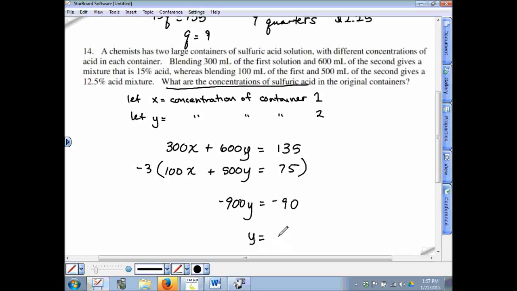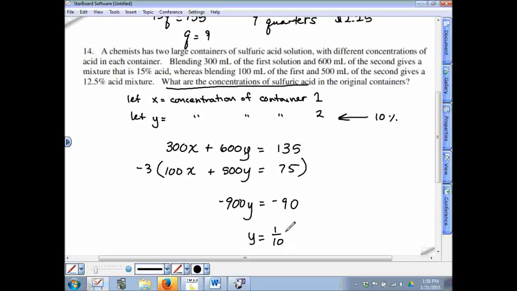Divide by 900, 90 divided by 900 is 1/10. So 1/10, that's 10%. So container 2 is 10% concentrated with sulfuric acid.